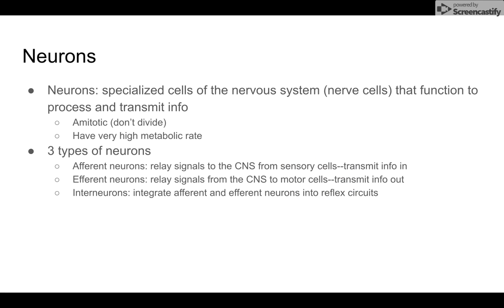Next, we'll talk a little bit about neurons, which are specialized cells of the nervous system. They do not divide, and they have a very high metabolic rate. There are three types of neurons: afferent neurons, efferent neurons, and interneurons. Afferent neurons relay signals to the central nervous system from sensory cells, and efferent neurons relay signals from the central nervous system to motor cells. Interneurons integrate the two, completing the circuit.